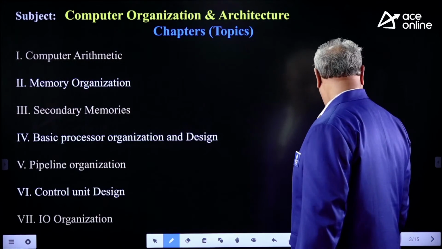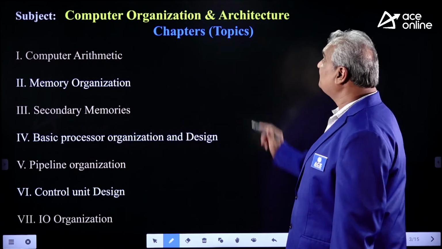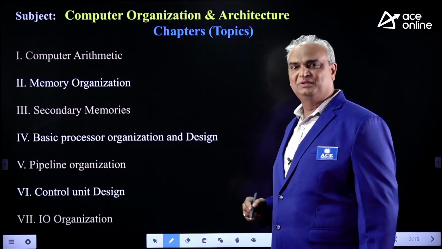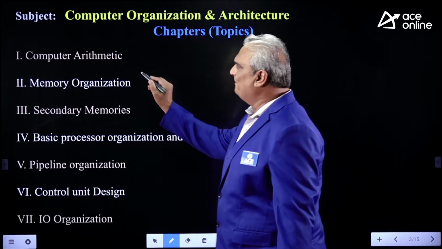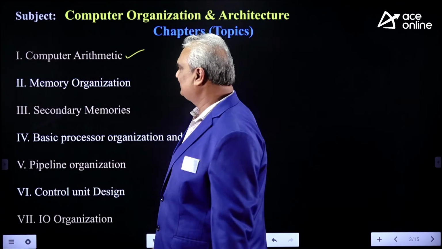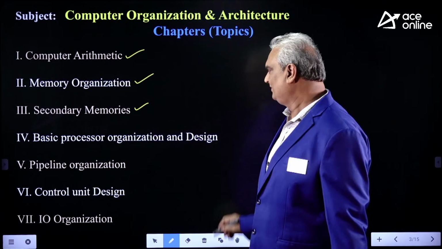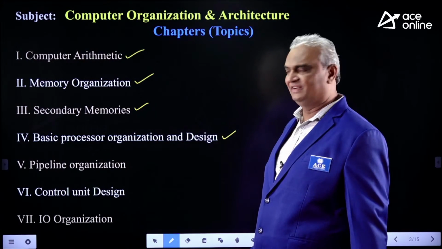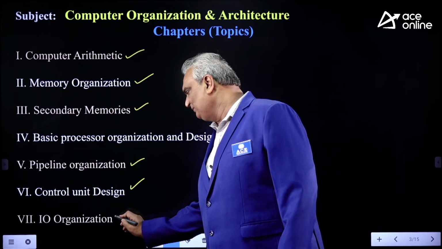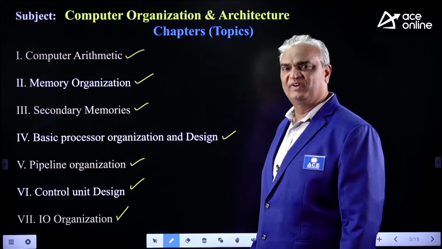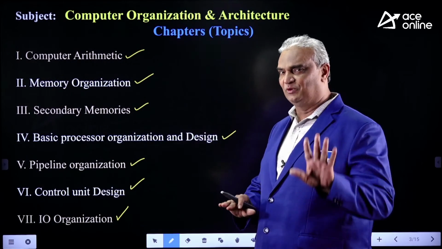Look here, computer organization and architecture chapters, meaning topics. Already I have told that our subject has been divided into 7 topics in our style. First one, computer arithmetic. Next, memory organization, secondary memories, basic processor organization and design, pipeline organization, control unit design, I/O organization. I am going to provide subtopics for each topic, one after another. Right now we are discussing only basic information.